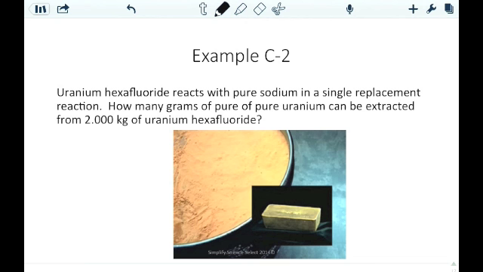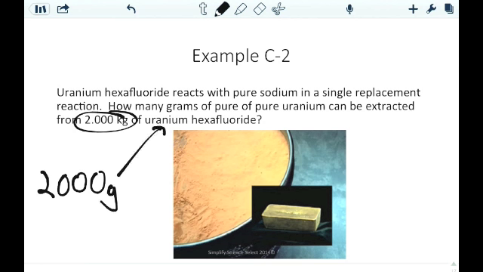It says that uranium hexafluoride reacts with pure sodium in a single replacement reaction. How many grams of pure uranium can be extracted from 2 kilograms of uranium hexafluoride? So a little bit of a trick here. We're starting with 2 kilograms, which we need to convert into grams. So that would just be our 2,000 grams of uranium hexafluoride.